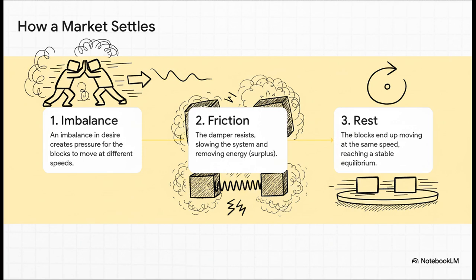So here's how it works, and it's actually pretty straightforward. First, you get an imbalance. Let's say the demander block wants to move faster than the supplier block. That creates pressure. Second, the damper, our friction, resists that movement, and in doing so, it removes that energy from the system, usually as heat. And finally, the whole system just comes to a complete rest. It reaches a stable equilibrium.